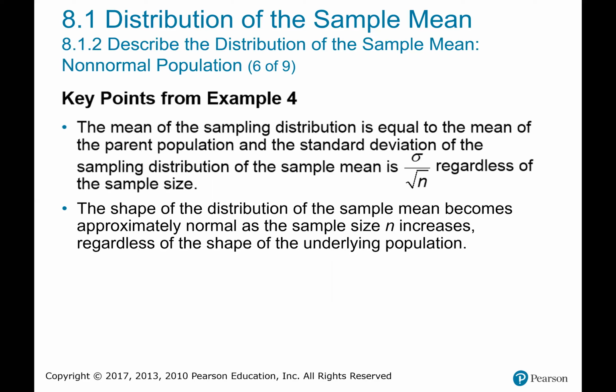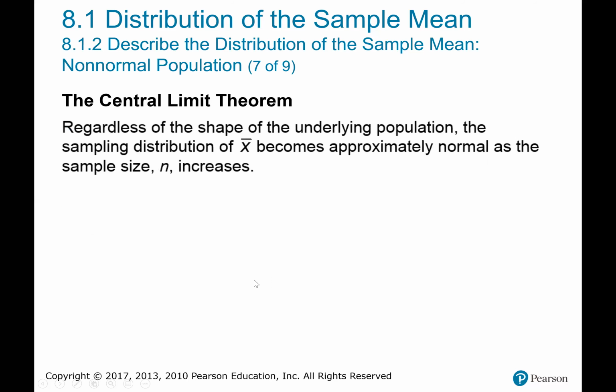The shape of the distribution of a sample mean becomes approximately normal as the sample size n increases, regardless of the shape of the underlying population. So again, guys, the shape of the distribution of a sample mean becomes approximately normal as the sample size n increases, regardless of the shape of the underlying population. And that is called the central limit theorem.